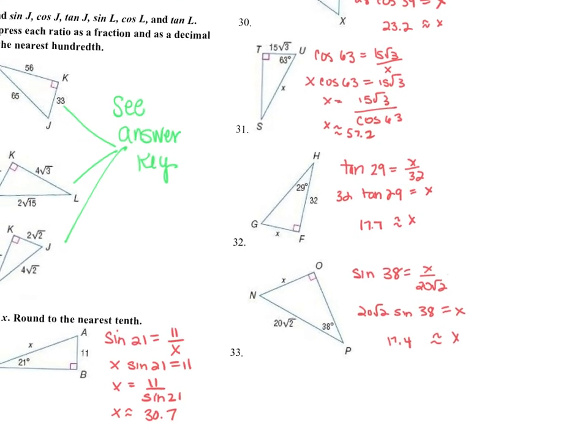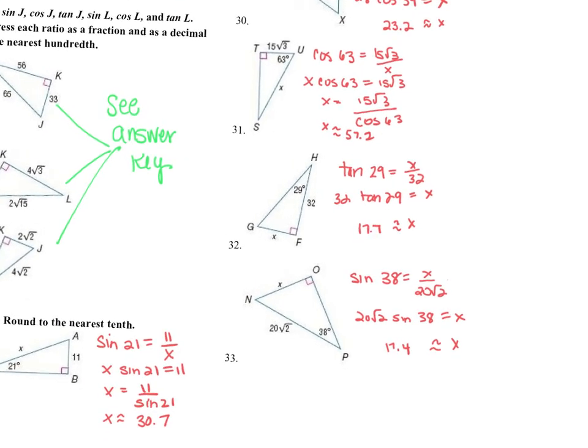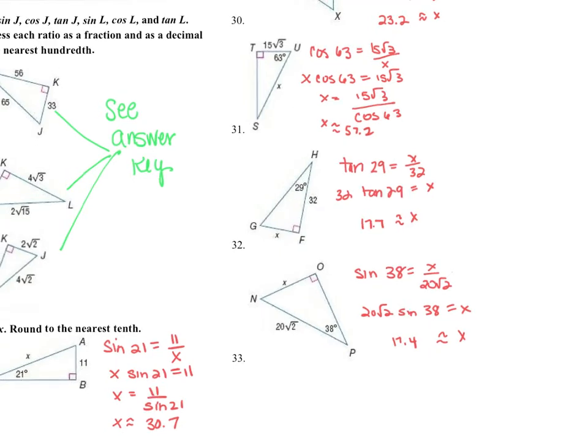In our next problem here, you can see that we are given 29 as our angle measure, and then we are given the adjacent, and we are given the opposite that we are looking for as our unknown, and so that is going to be tangent. And so we're going to say that tan of 29 is equal to the opposite, which is x, over the adjacent, which is 32. And then when we cross multiply, we can see we're going to be typing this into our calculator, and that's going to give us approximately 17.7.